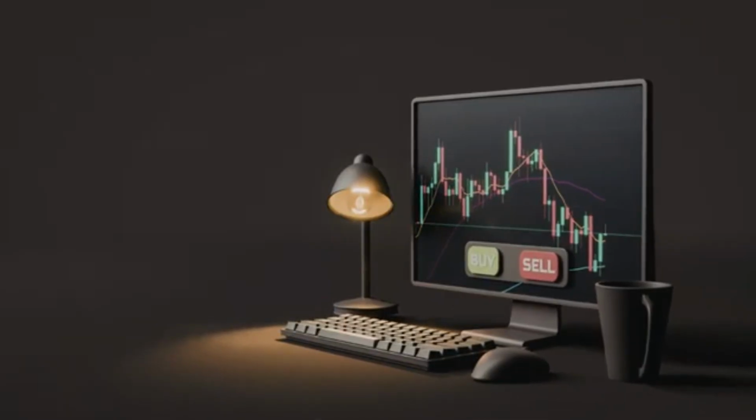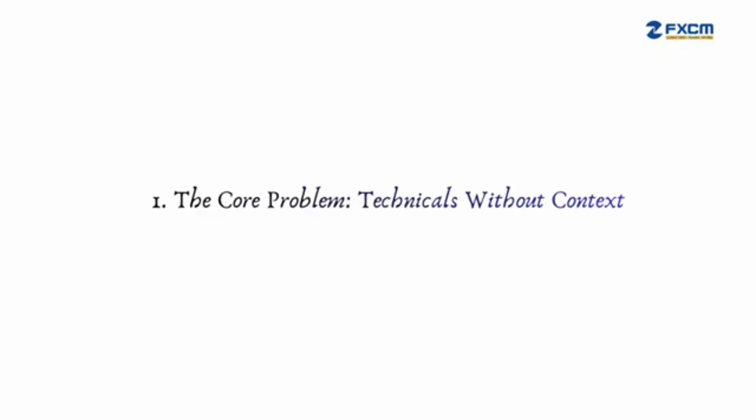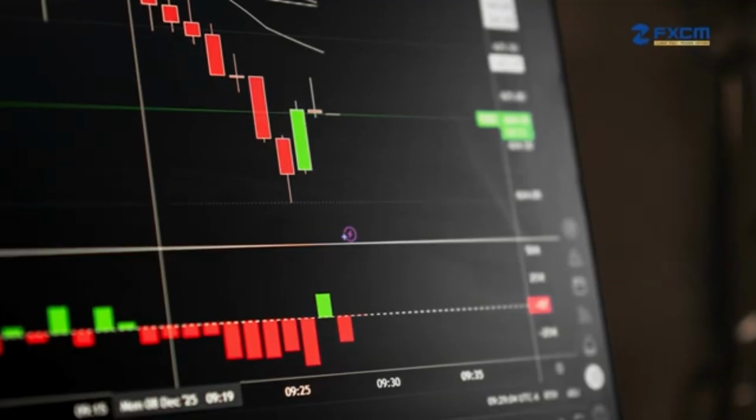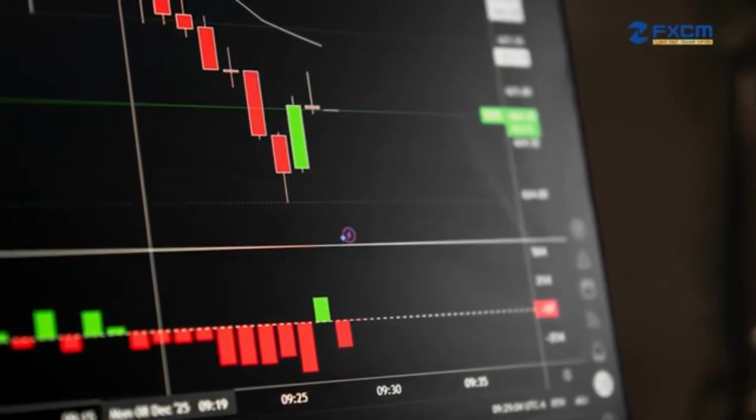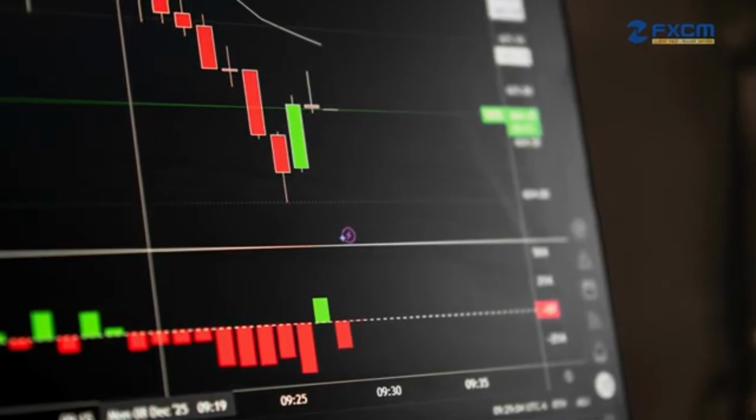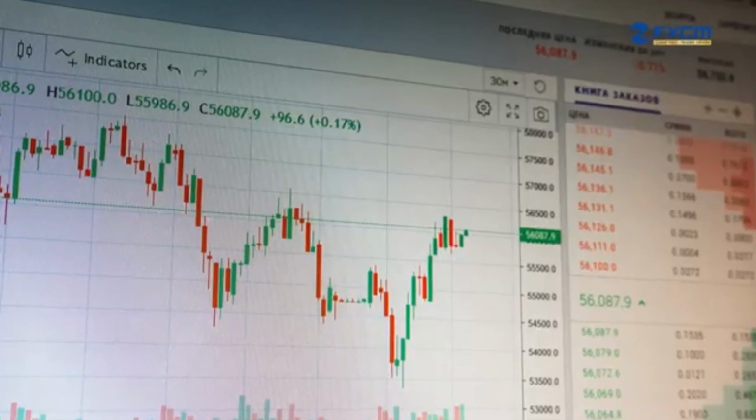1. The core problem. Technicals without context. A price breakout on a chart tells you what is happening. Fundamentals tell you why. Without the why, you're gambling on a chart pattern alone. A false breakout often lacks a supporting fundamental story.